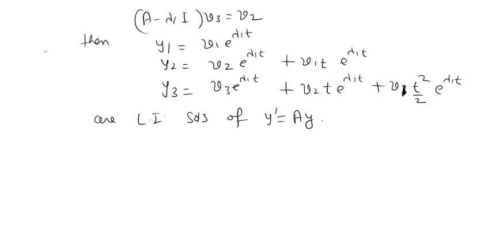So the first solution will be just the eigenvector times e^(lambda 1 t), the second will be the second eigenvector v2 e^(lambda t) plus v1 times t, and the third will have v1 t^2/2. So there is a symmetry as you go from the right side: v1, v2, then v3, and in y2 you have v1, v2. So these are three linearly independent solutions.